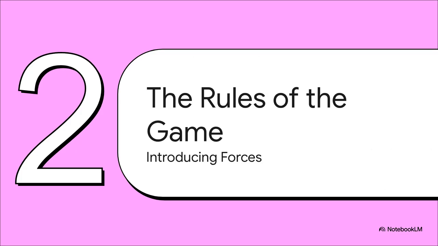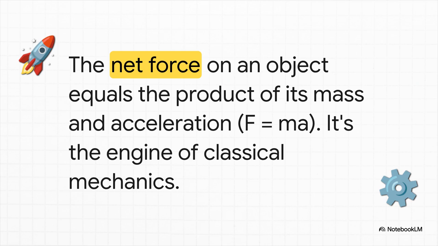All right, so now we have the language down, we can describe motion. But what makes something speed up or slow down or change direction in the first place? What causes the change? That brings us to the next tool in our kit, forces. These are basically the rules of the game for how everything in the universe interacts. And at the heart of it all is this one beautiful rule, F equals ma. Look at it. It's so simple, but it is unbelievably powerful.